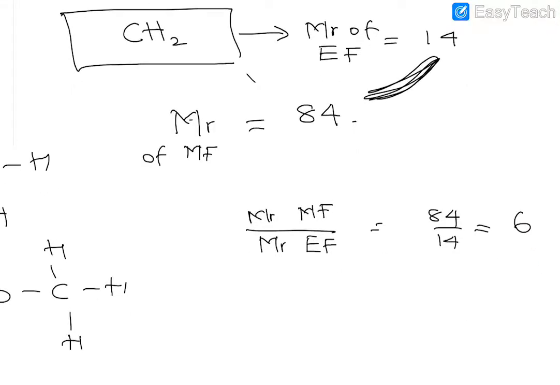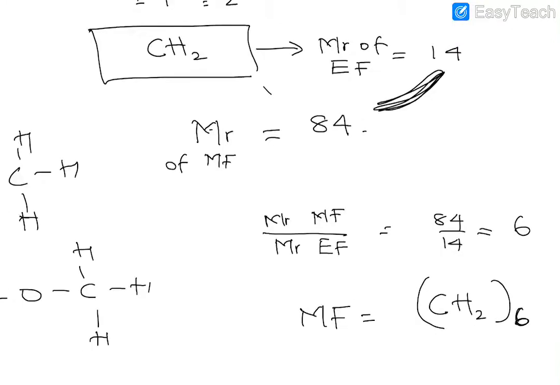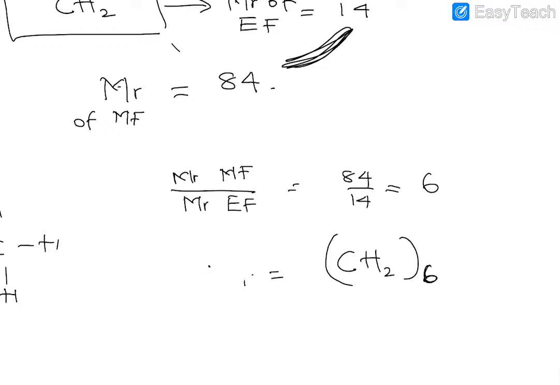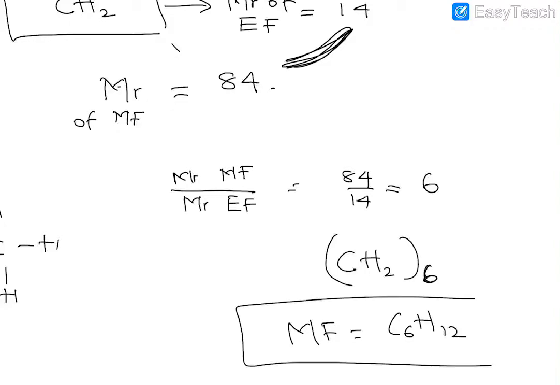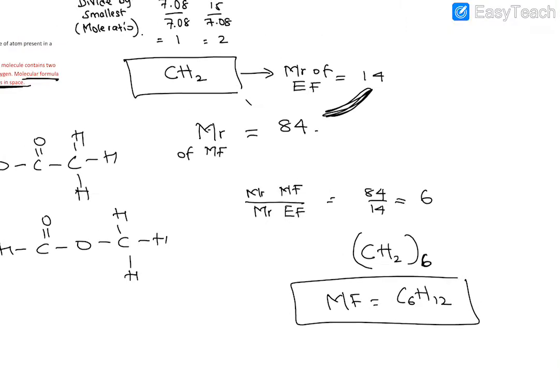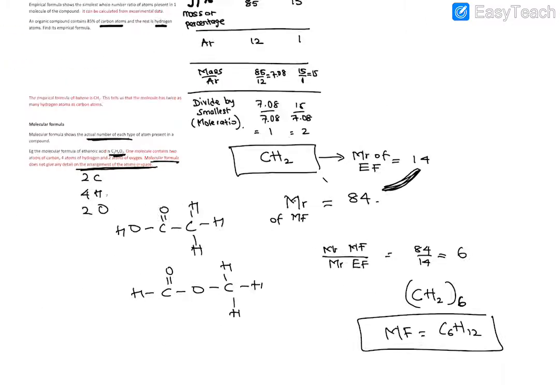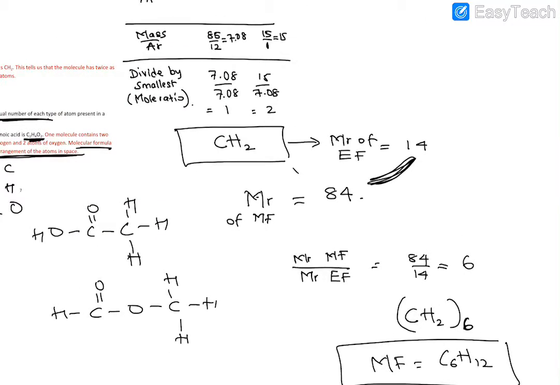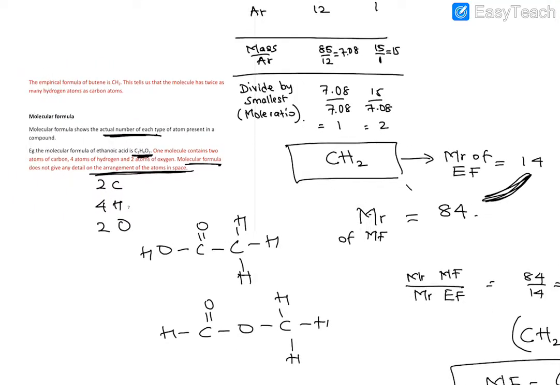Therefore the molecular formula is CH2 times 6 here. So this is actually C6H12. So that's the molecular formula here. Okay, so we have done this before. It's just a recap.